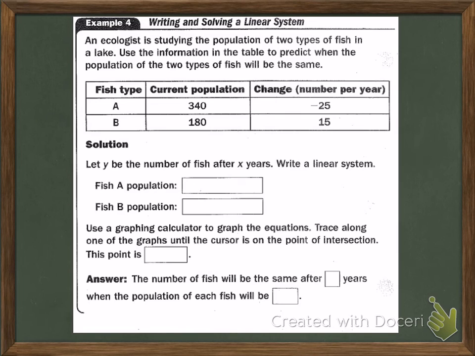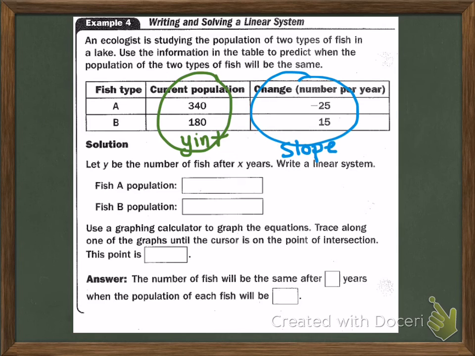So let y be the number of fish after x years, and we want to write a linear system. So that's giving us our starting point. That is our y-intercept. It's also giving us our change. That is our slope. Remember that slope is rate of change.